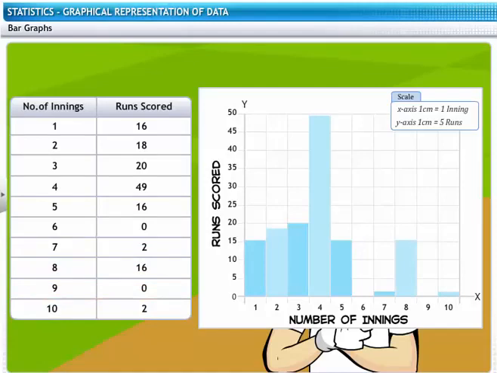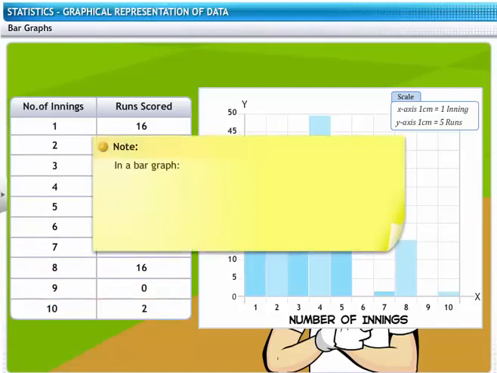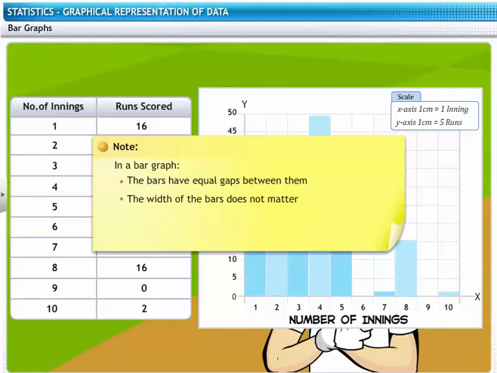This is the completed bar graph. Note that in the bar graph, the bars have equal gaps between them. The width of the bars does not matter, though we keep it constant for the sake of symmetry. The height of the bars represents the runs scored in each innings.